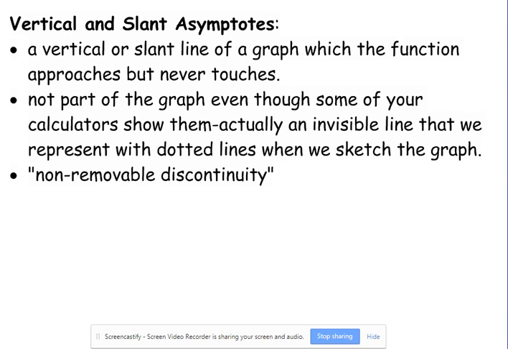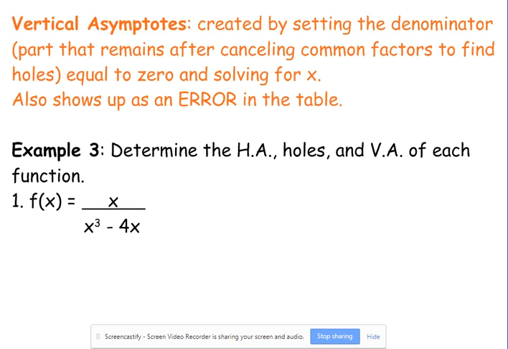These are called non-removable discontinuities. Okay, we can't fix them with just one little point. It's non-removable because it's not just like one point has been removed from the graph. It's a bigger issue than one single point. Okay, so vertical asymptotes come from dividing by zero. It's not 0 over 0, but just dividing by 0 is a vertical asymptote.